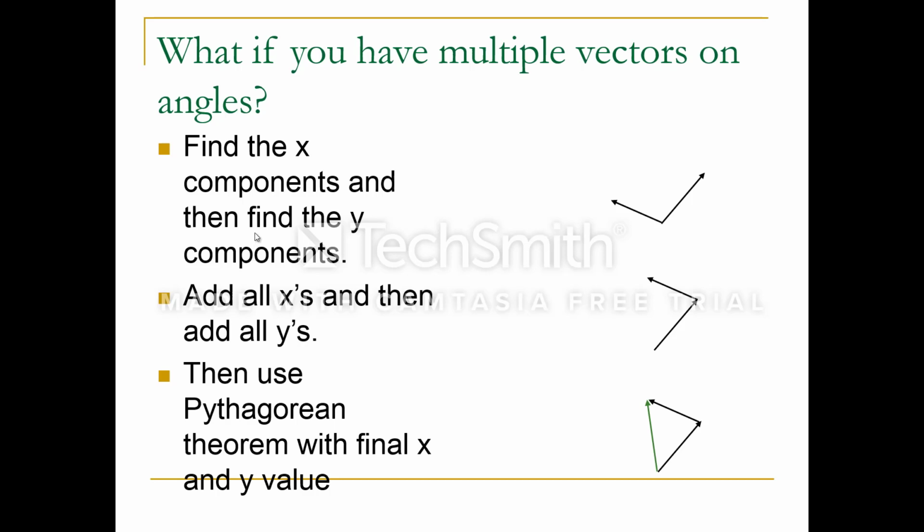So find x's for each piece. Find all your x components, your horizontal components for each one. Pay attention to positives and negatives. If it's west, it's going to be negative, as far as when you're looking at your horizontal pieces. So keep that in mind. When it says here to add all your x's and y's, keep in mind positives and negatives, because that will make a difference in your answer.